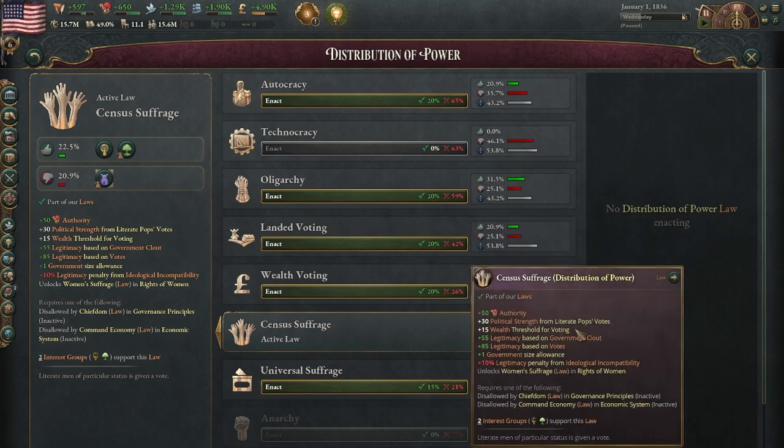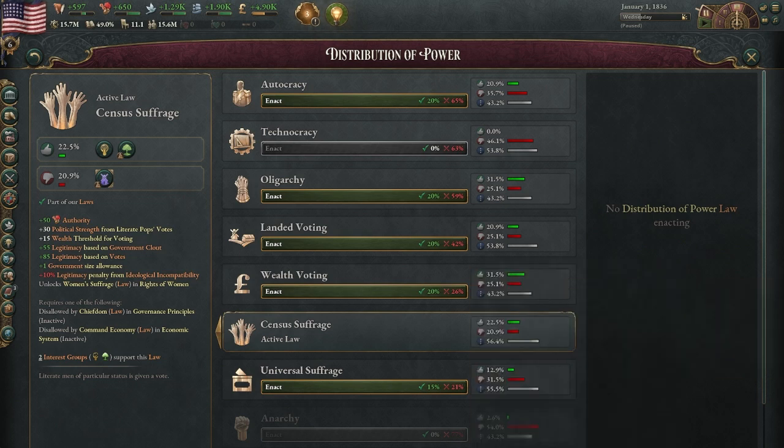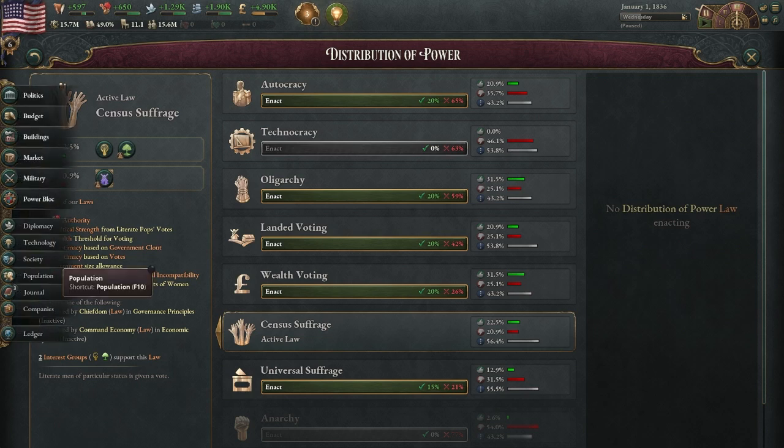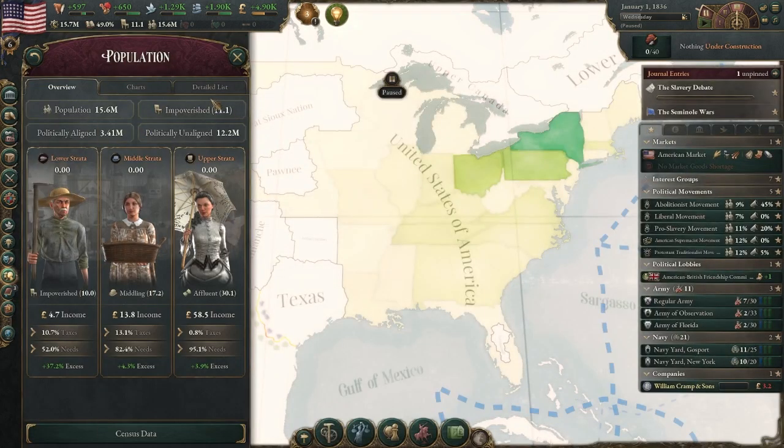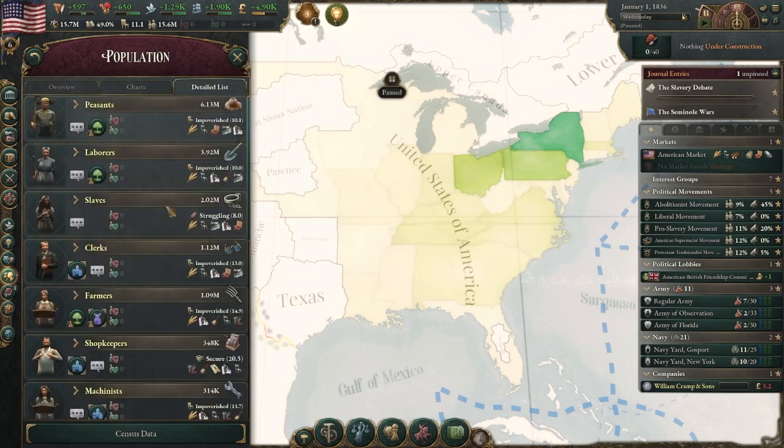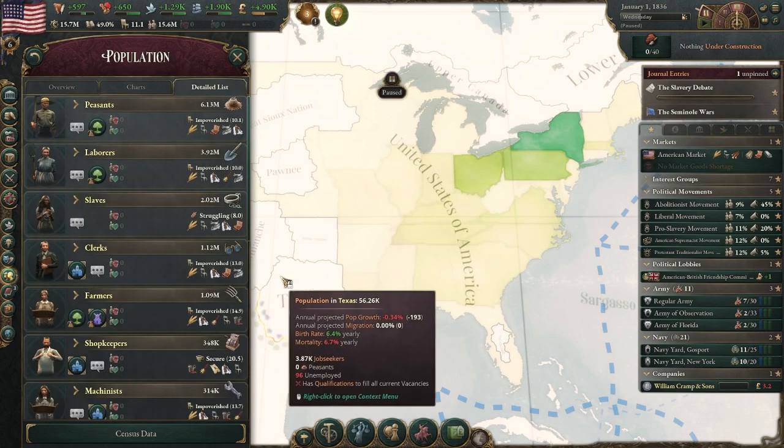15 in order to vote. Pops who can't vote have no political power. You can also see with census suffrage, you get an additional 30 points of political strength based on your literacy rating. So you'll see if you go to your population tab or the population screen and go to the detailed list, you'll see a breakdown of all the different people in your country.